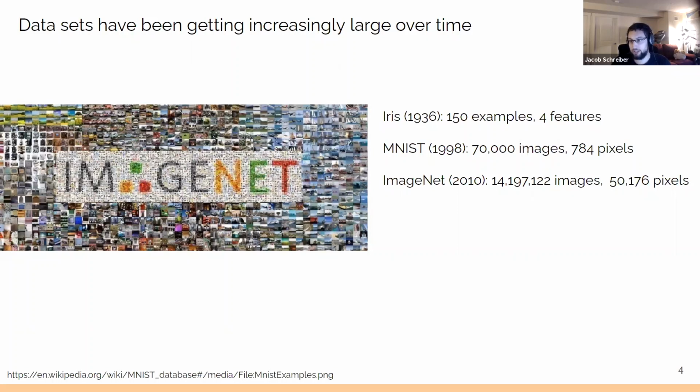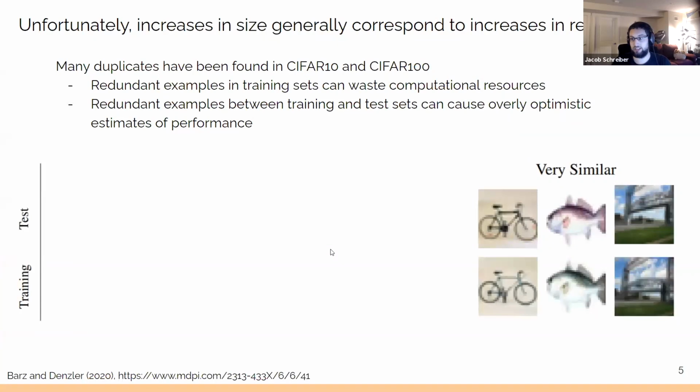And this is good, because the more data we have, the more we're able to train sophisticated machine learning models and evaluate them robustly to make sure that they work in a real world setting. However, as data sets increase in size, they generally also increase in redundancy. 2 researchers found that when they looked at CIFAR-10 and CIFAR-100, which are some toy data sets used in the computer vision community, that there were many examples that were very similar to each other.